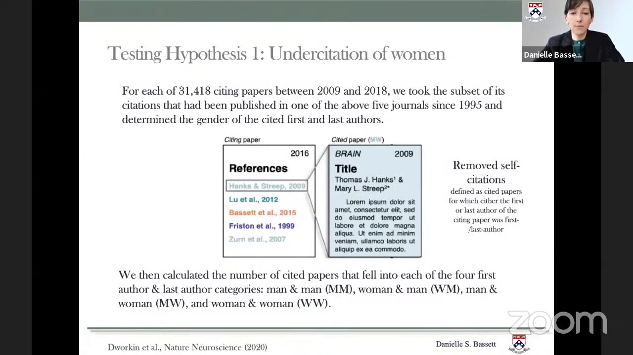For each of 31,418 citing papers between 2009 and 2018, we took the subset of its citations that had been published in one of those top 5 journals since 1995. We determined the gender of the cited first and last authors. We also removed self-citations, and that's defined as cited papers for which either the first or last author of the citing paper was the first or last author. So we wanted to remove that effect and make sure we were just focusing on how authors were canvassing the field outside of themselves. We then calculated the number of cited papers that fell into each of the 4 first and last author categories. So man, man, woman, man, man, woman, and woman, woman.